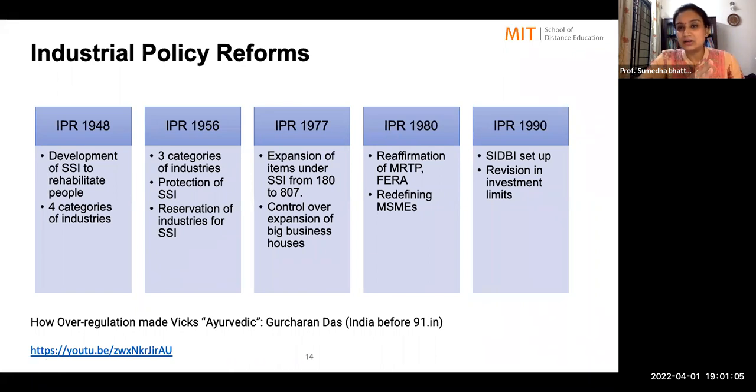We can see that in the 80s and 90s, there have been revisions in the IPR, so as to liberalize the various regulations that were imposed on the private sector.